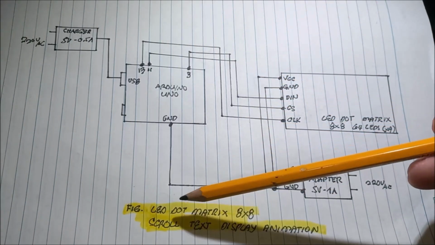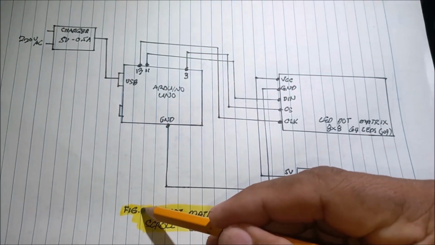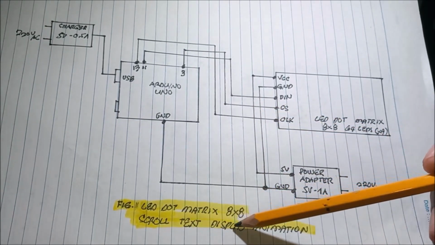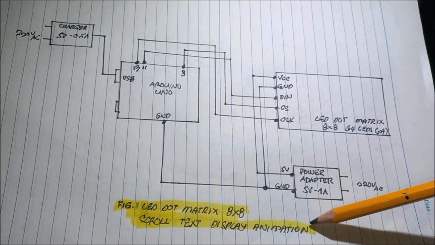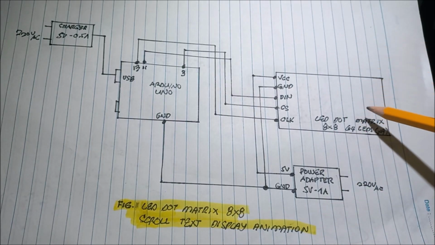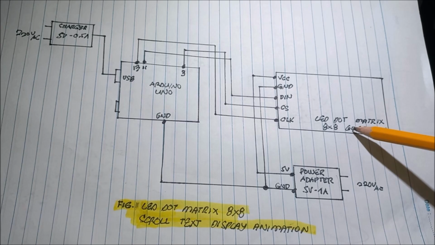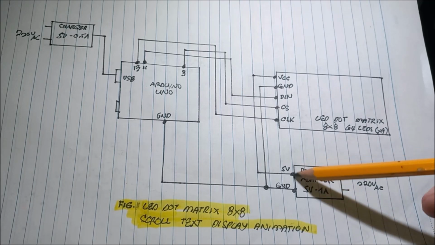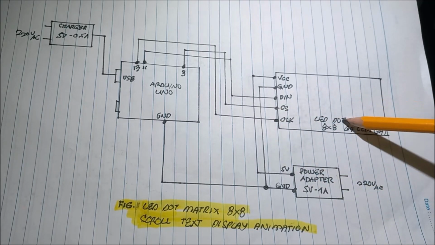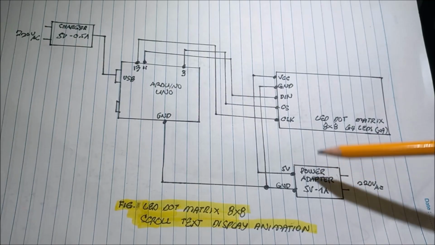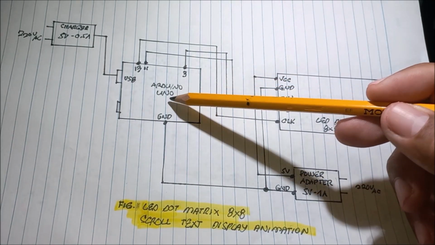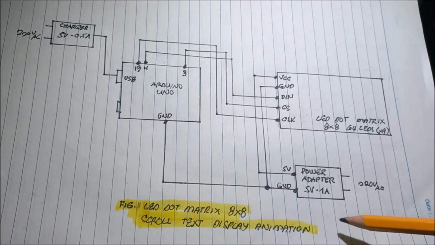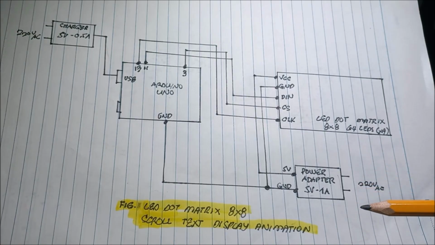This is now figure 1: LED dot matrix 8x8 scroll text display animation. So this is the LED dot matrix 8x8, 64 LEDs times 4 squares. This is the power supply to the LED dot matrix, the power adapter, and then the Arduino Uno microcontroller. The power supply is the charger, 5 volts 0.5 ampere, while this one is 5 volts 1 ampere.